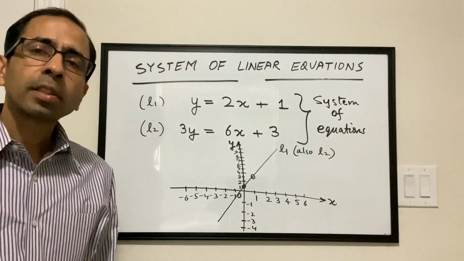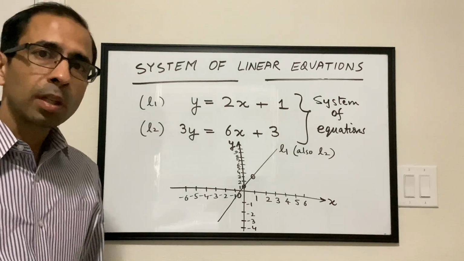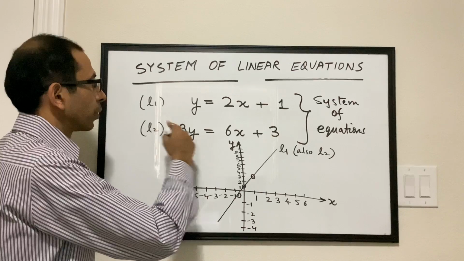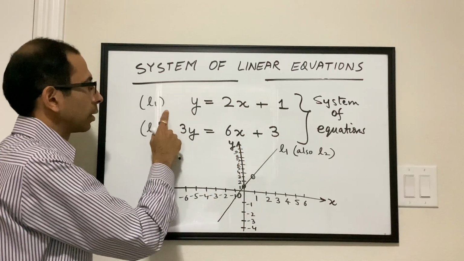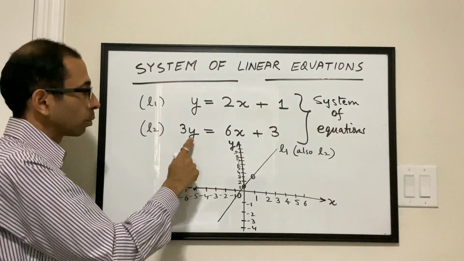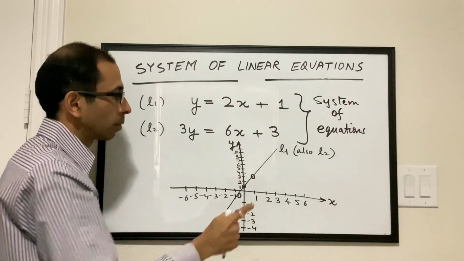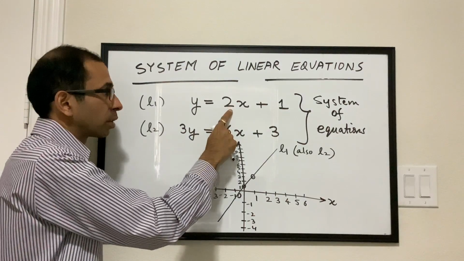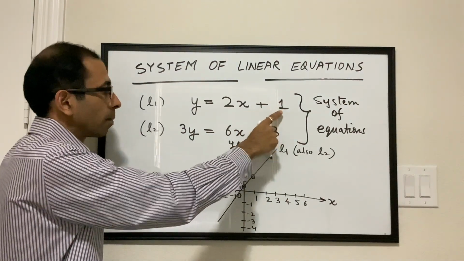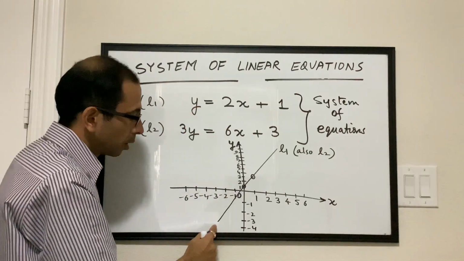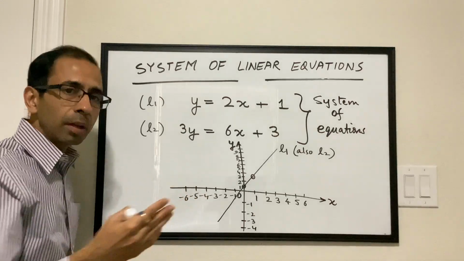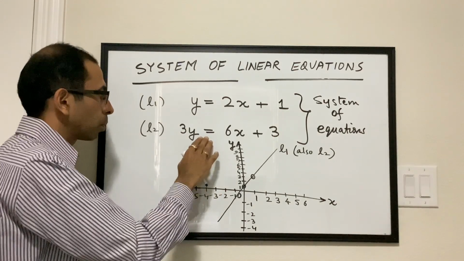Let's take yet another example of a system of equations, which is a special case, and let's see how it behaves. This is our system of equations wherein line L1 is given by y equals 2x plus 1, and line L2 is given by 3y equals 6x plus 3. So the slope of line 1 is 2 and the y-intercept is 1. And when we plot this line, it comes out like this.